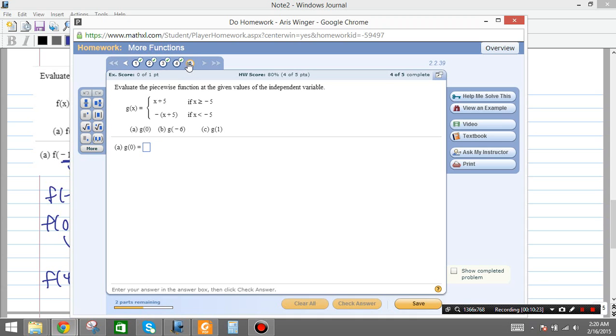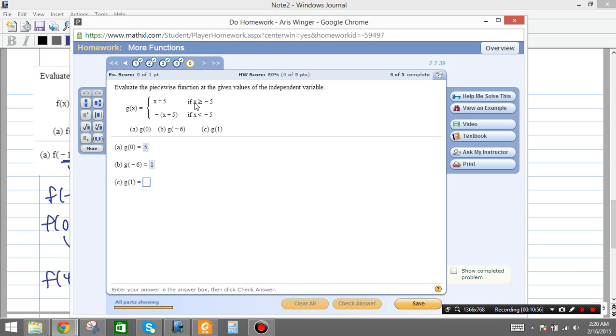And finally, I think there's another one. So g of 0, here's the function. If x is greater than or equal to negative 5, add 5 to it. If it's less than negative 5, add 5 to it, and then change the sign. 0 is greater than or equal to negative 5, so I'm going to add 5 to 0, which gives me 5. Negative 6 is less than negative 5, so I'm going to take negative 6 plus 5, which is negative 1, and then change the sign to a positive 1.